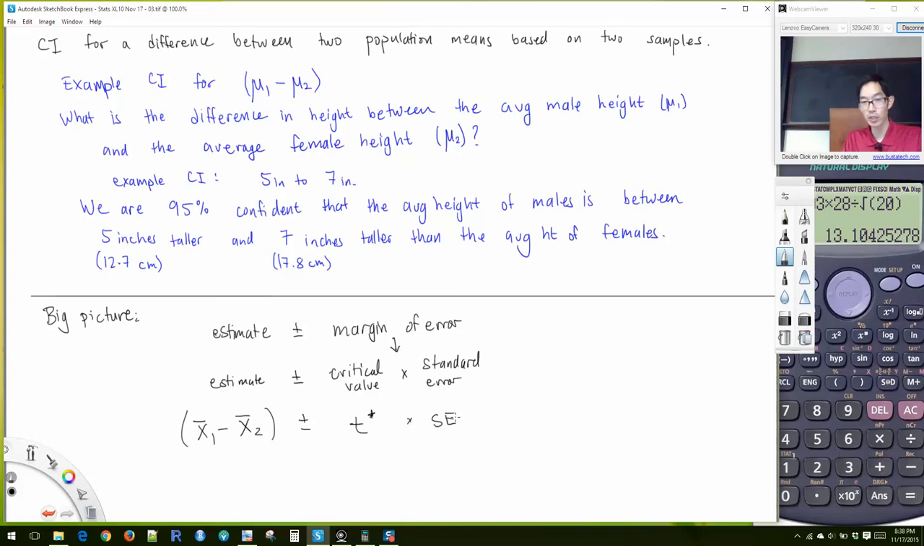Plus or minus critical value is going to be t star, and for the standard error, I'm going to write the formula. It's just an ugly formula, but if you have all the pieces, you just plug it in and you get your number. Okay. So the standard error is equal to the square root of s1 squared over n1 plus s2 squared over n2, okay? And that's that.